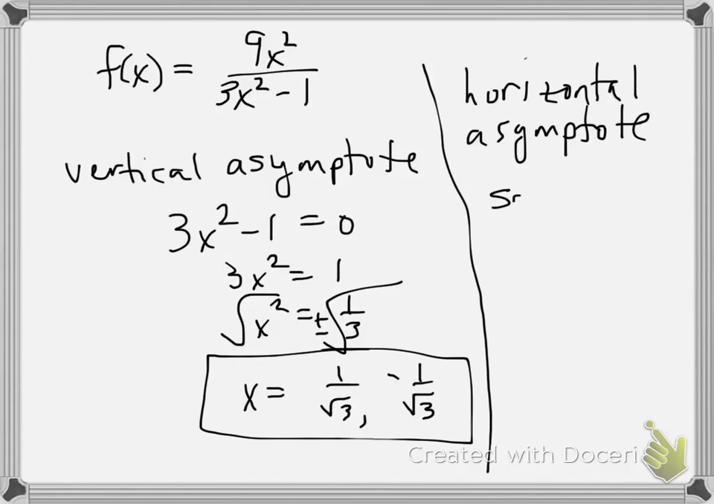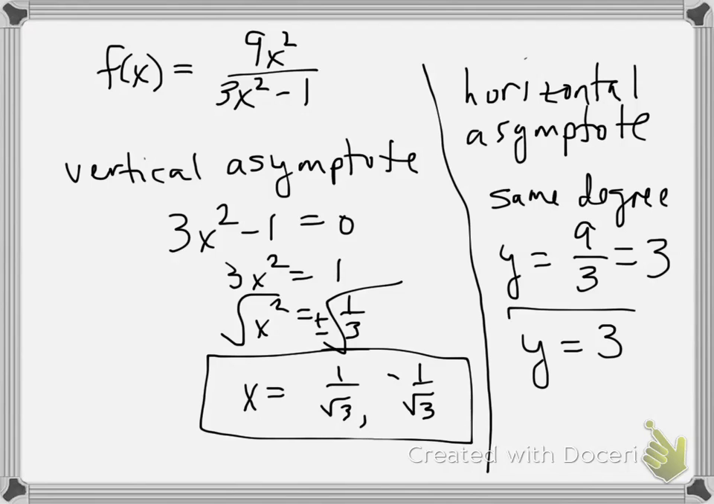And so we have the same degree, which means my horizontal asymptote is going to be a ratio of the leading coefficients. I have a 9 in front of x squared, and I have a 3 in front of x squared in the denominator. And so we get a horizontal asymptote of y equals 3.